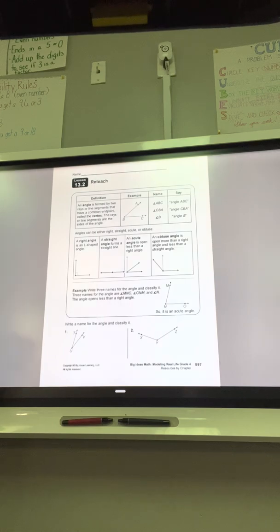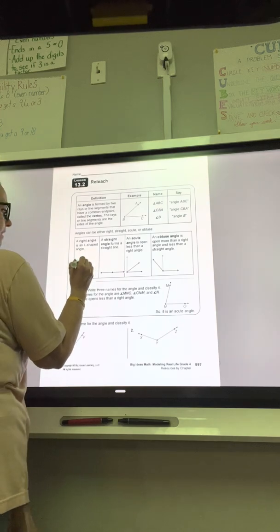If it is 91 degrees, it's not a right angle. That one is 45 degrees. If it is 89 degrees, it is not a right angle. It has to be exactly 90 degrees. A straight line, we call that a straight angle. So a straight line is a straight angle. And by the way, this is 90 degrees.